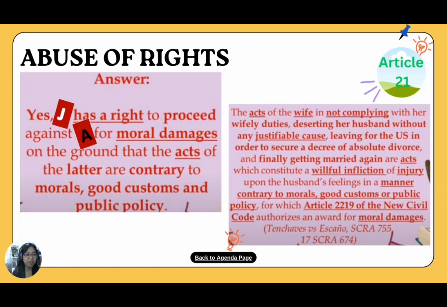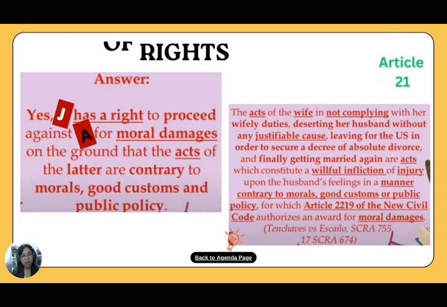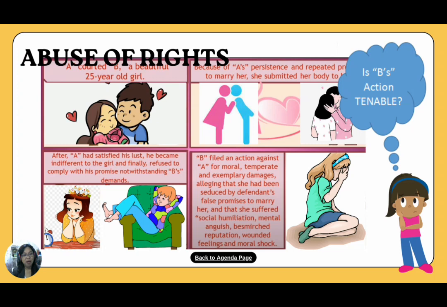O, ito yung case, si Tenchavez versus Escaño. Doon siya hango. Pwede niyo siyang basahin. Maganda rin. Another example of abuse of right. Ito, it is also based on a case. Okay. For example, A courted B. And si B is a beautiful 25 years old girl. Di ba? 25 years old girl si B.